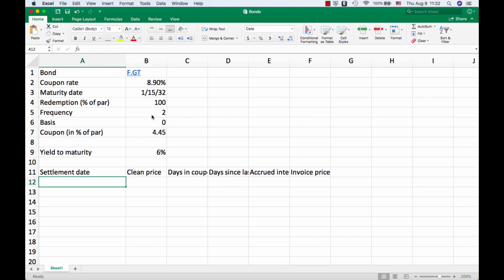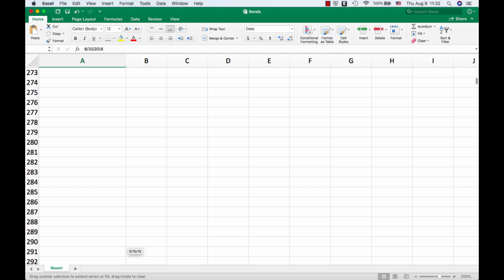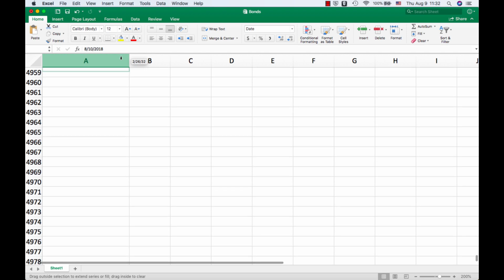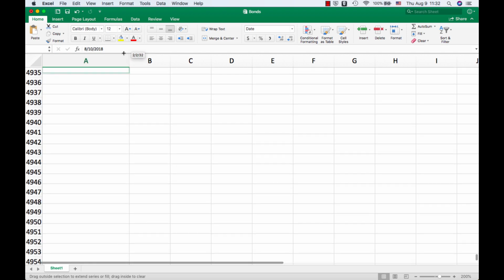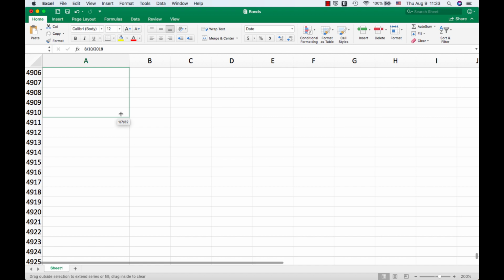Okay, now we want to figure out what is the clean price of the bond between August 10th of this year and the maturity date of this bond. So this is probably the most tedious part of the entire exercise here, filling this column with the dates until January 15th, 33. So I'm pulling this down. This will take a while. January 15th, 32 will be around here. There we go.